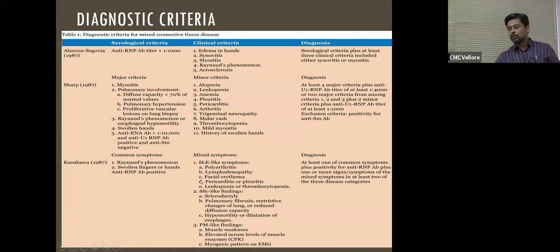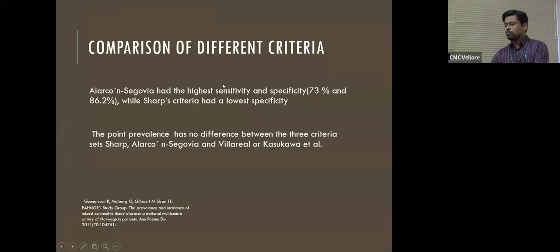So if you notice, RA is not mentioned in this. Actually, RA has come into picture later when people realized there is deforming arthritis with mixed connective tissue disorder. But when Kusukawa came with this idea, he had 2 out of these 3 plus one common feature with the antibody positivity. This is the most sensitive criteria, while Alarcon-Segovia has the best balance of both. So all these criteria have actually already been compared.